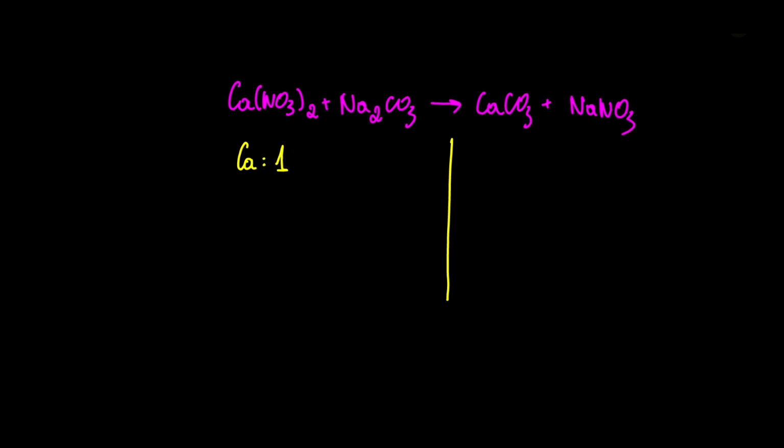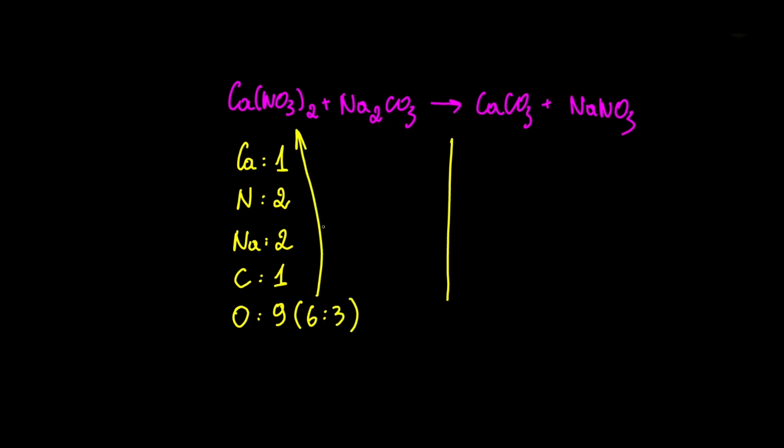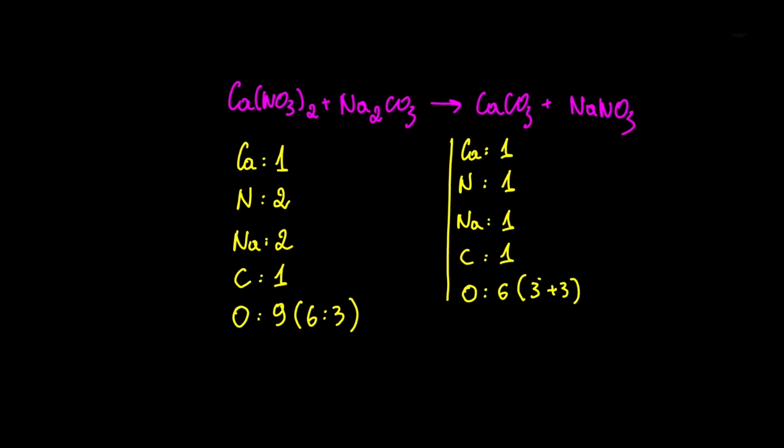Let's look at the last example, where calcium nitrate reacts with sodium carbonate to produce calcium carbonate and sodium nitrate. Let's write how many atoms we have. There is 1 calcium atom, 2 nitrogen and sodium atoms, 1 carbon atom, and 9 oxygen atoms before the reaction. After the reaction, we have 1 calcium, nitrogen, sodium, and carbon atom, and 6 oxygen atoms.